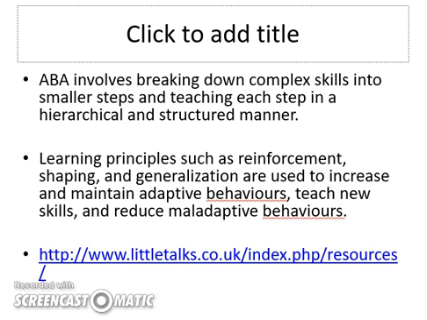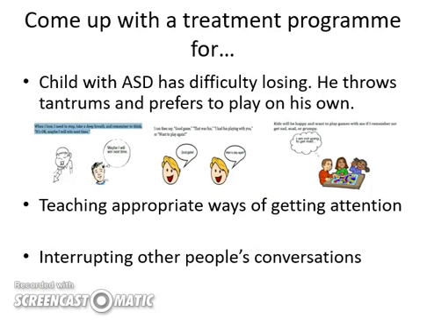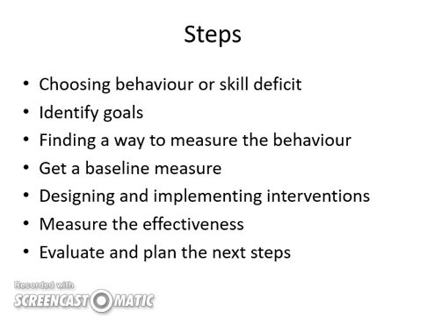And as you go on, you don't reward the children for doing the easier things anymore, only when they're showing the more complete skill that we're looking for, or the complete activity or action. And we often see some generalization where they then start applying these to other situations. So for example, we might teach children appropriate ways of getting attention, how not to interrupt conversations, how not to throw tantrums. So the steps involved are choosing the behaviour, the skill, or the deficit, identifying what goals we're aiming to get, finding a way to measure that behaviour, measure them beforehand, design and implement the intervention.